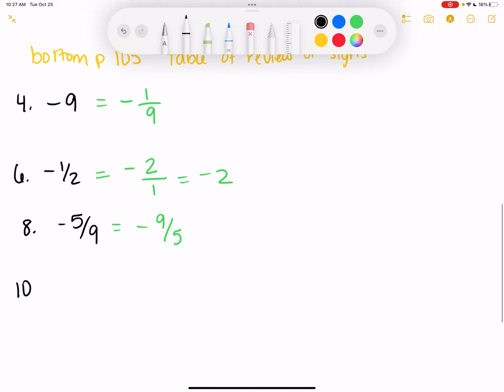And then number 10, -2 and 2/5. So we need to make this an improper fraction first. We have a mixed number. So what would the improper fraction be here for this mixed number? Change the mixed number to an improper fraction first, and then we'll do the multiplicative inverse. Yep. Negative 12 over 5. So then what is my multiplicative inverse?